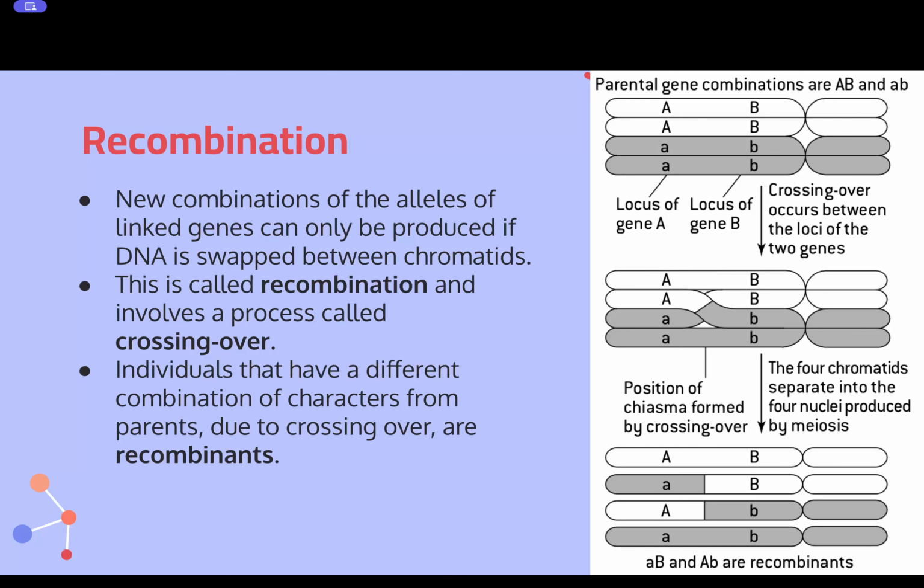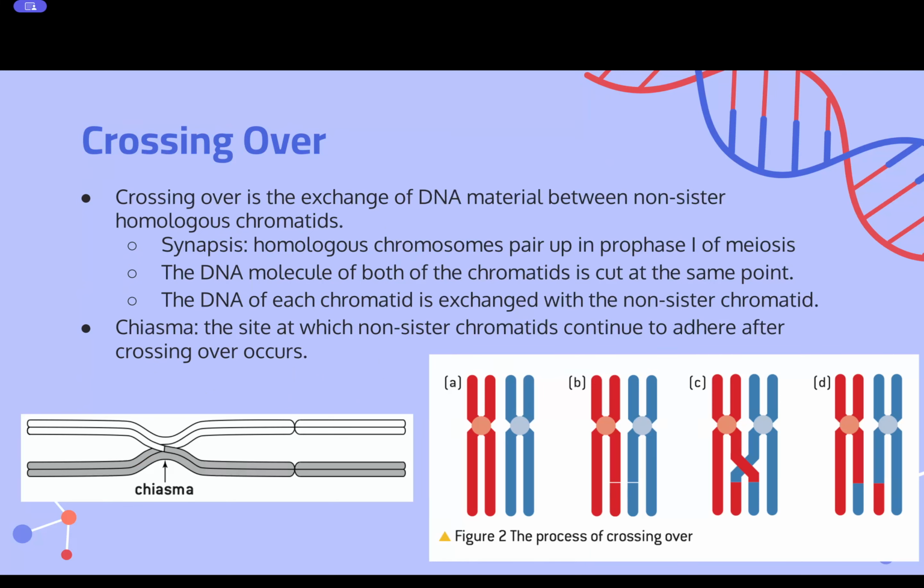So crossing over and recombination is a method of variation, basically, which is why when you talk about natural selection and variation in unit 5 as well, you talk about how meiosis plays a part in genetic variation, because it causes a high percentage of crossing over. So crossing over is the exchange of DNA material between non-sister homologous chromatids.